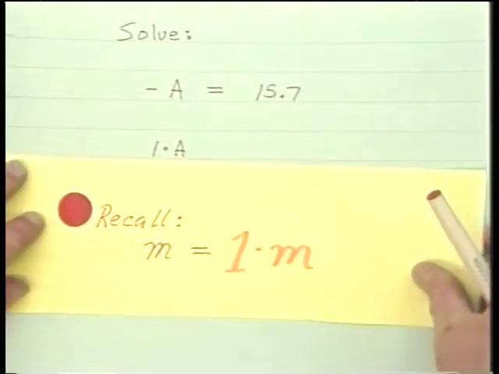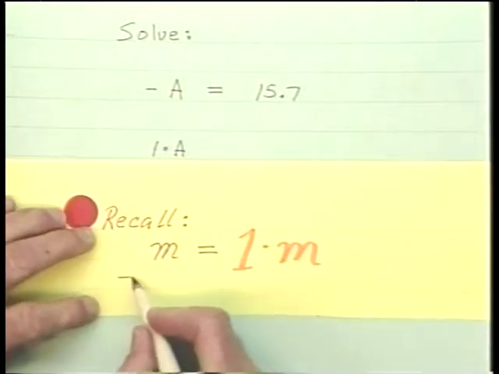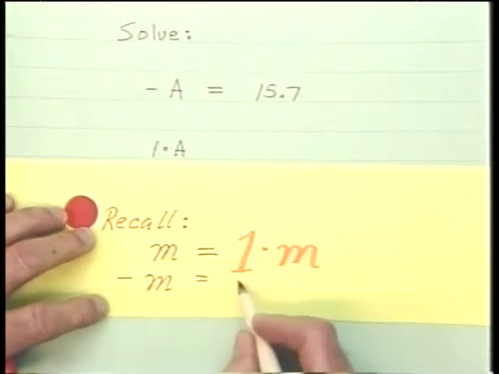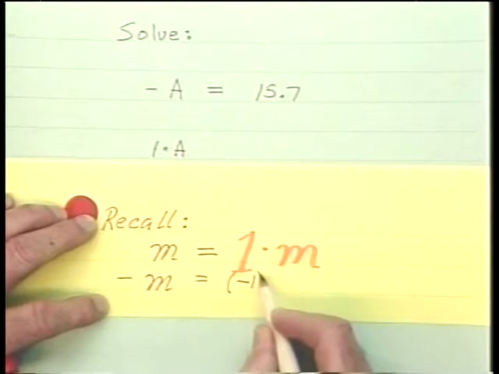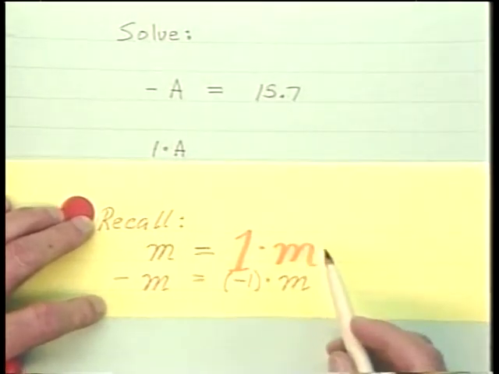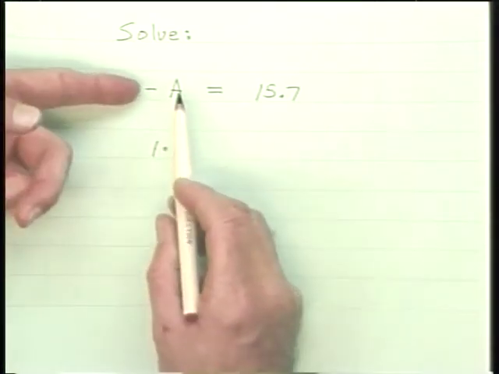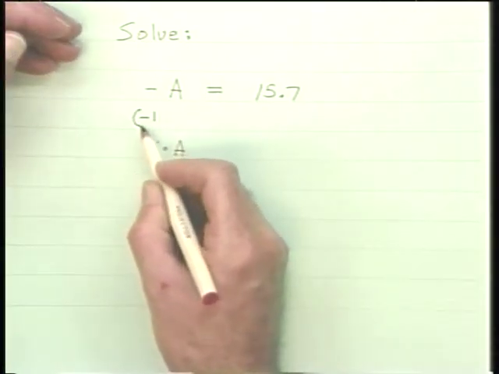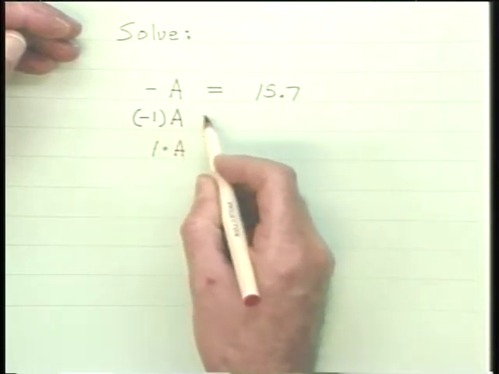In fact, specifically, recall from a lesson ago that the opposite of something can be thought of as negative 1 times the m in this case. So the opposite of a means negative 1 times a.